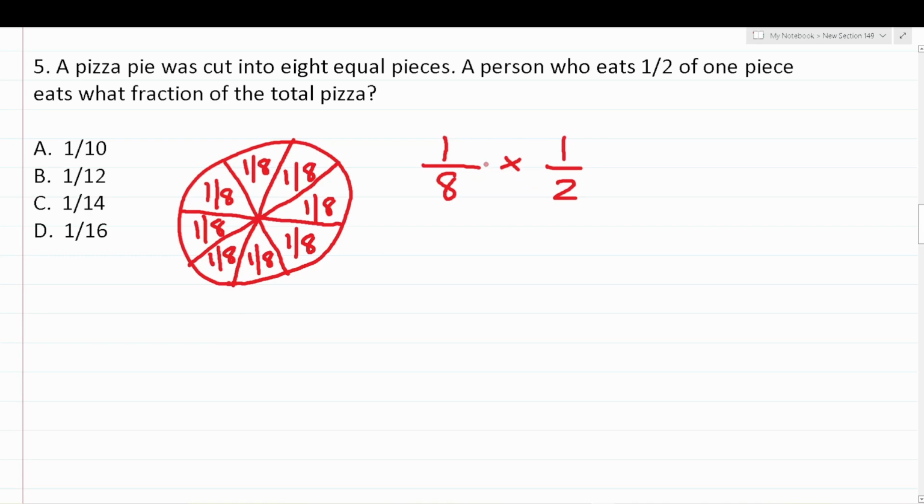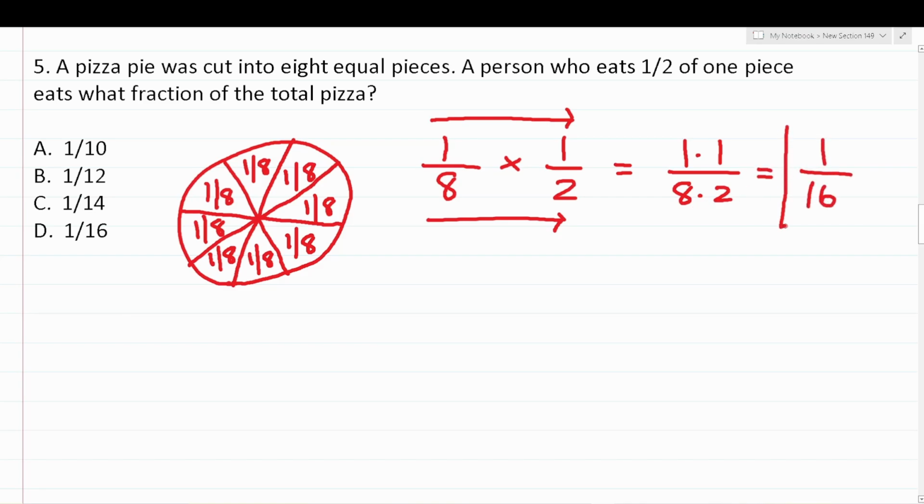As you can see, we're simply multiplying two fractions here. So we're going to multiply straight across. This becomes 1 times 1 over 8 times 2. 1 times 1 is 1. 8 times 2 is 16. So if a person eats 1/2 of a slice of pizza, that means they're eating 1/16 of the total pizza.